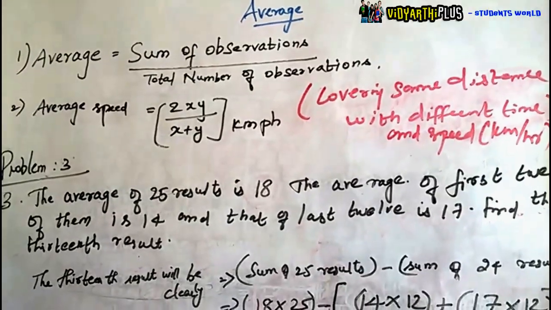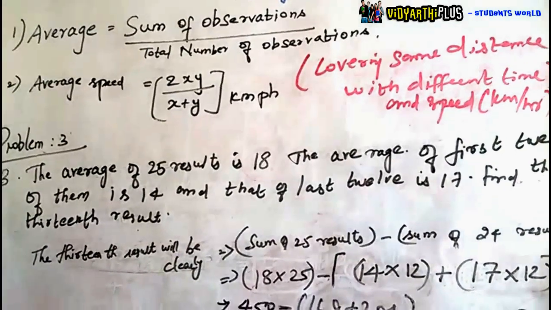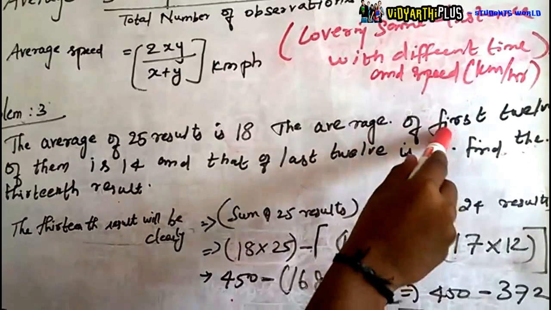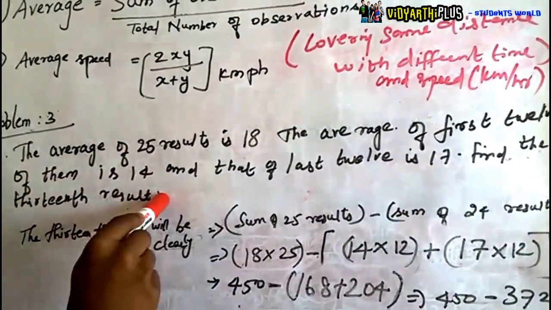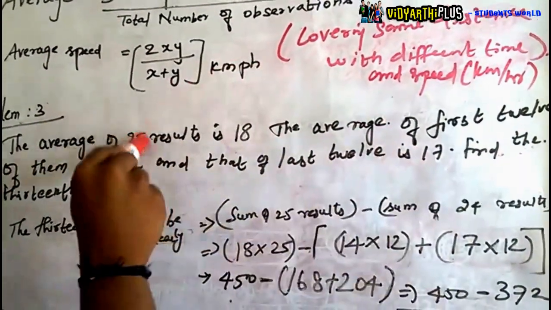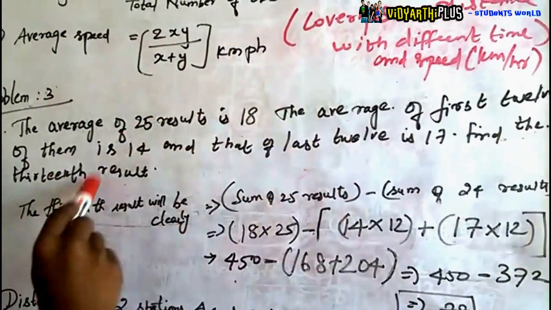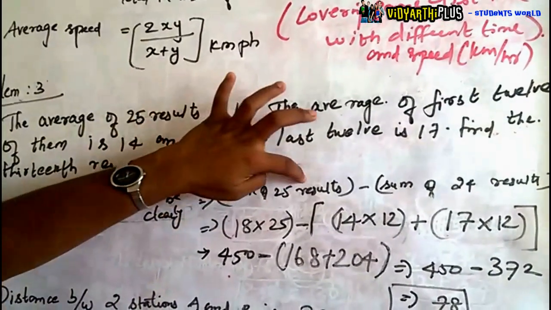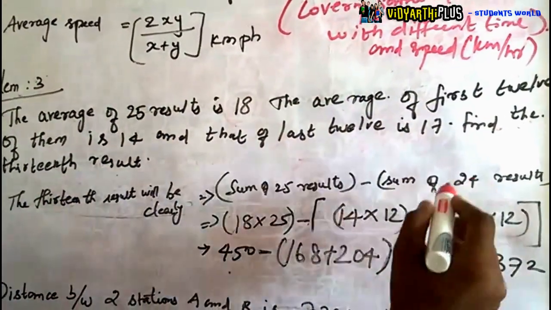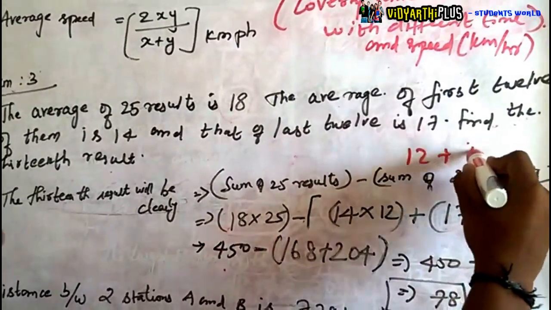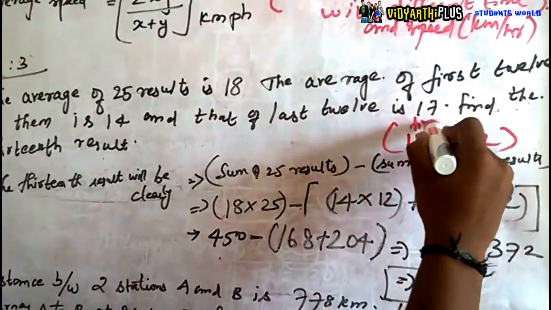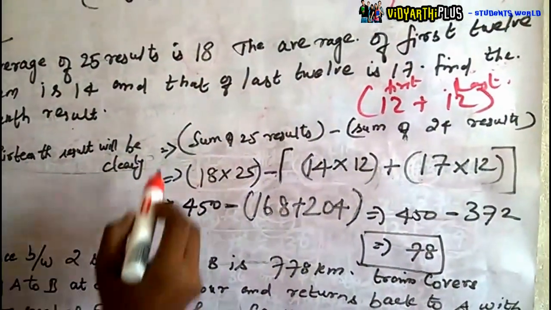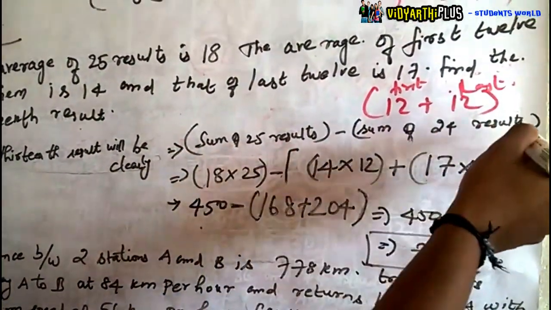Now we are going to deal with problem number 3. Problem number 3 is a little bit tricky. The average of 25 results is 18. The average of the first 12 of those 25 is 14 and that of the last 12 is 17. Find the 13th result. The 13th result is clearly the sum of the 25 results minus the sum of the 24 results. These 24 results are the first 12 plus the last 12 results.